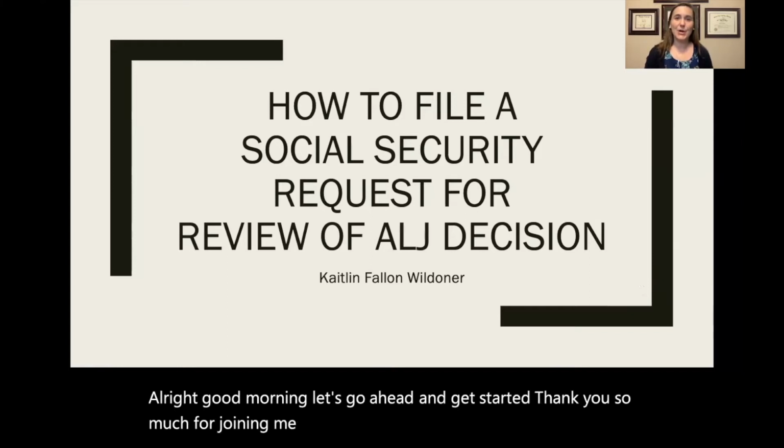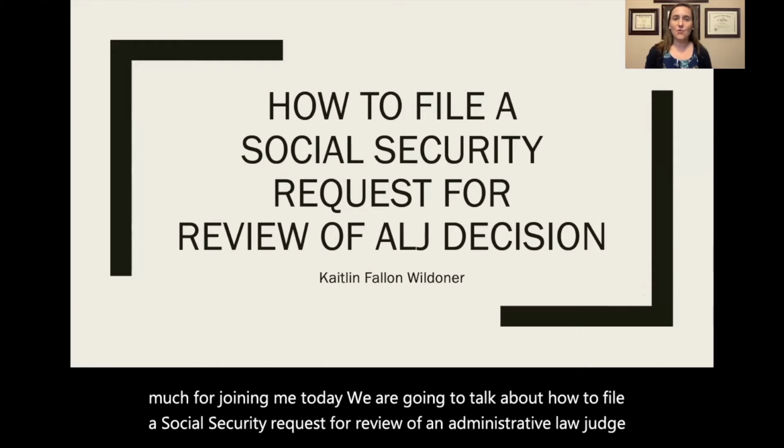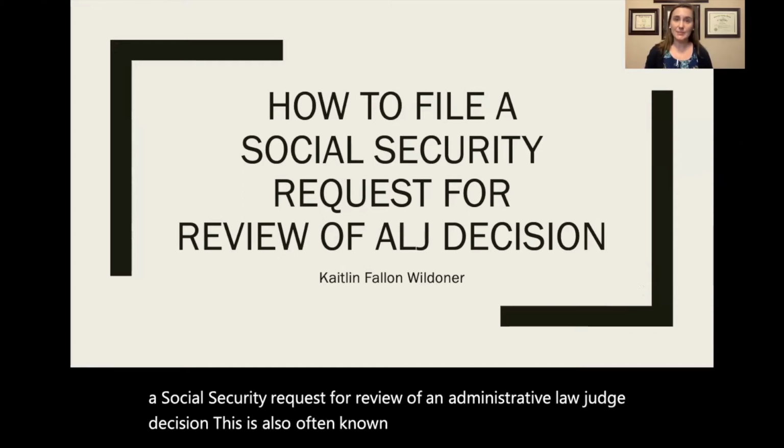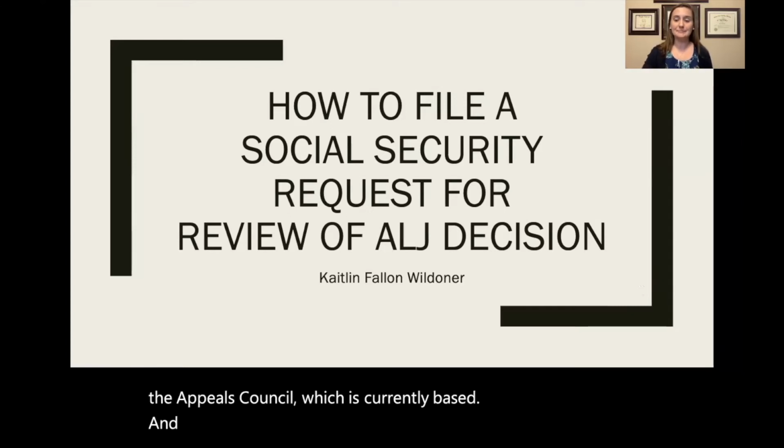Today, we are going to talk about how to file a Social Security request for review of an administrative law judge decision. This is also often known as the Appeals Council appeal. You are appealing an unfavorable judge's decision up to the Appeals Council, which is currently based in Falls Church, Virginia.